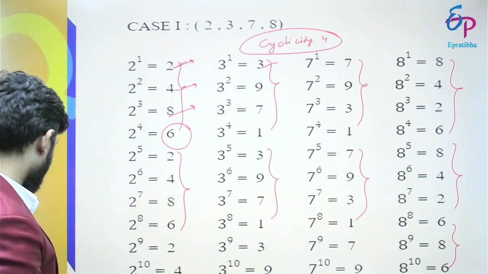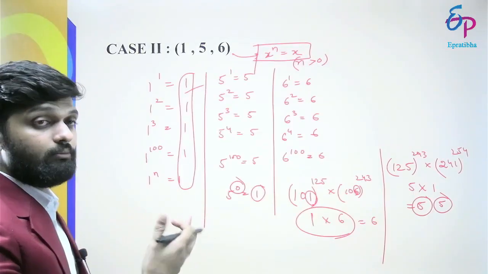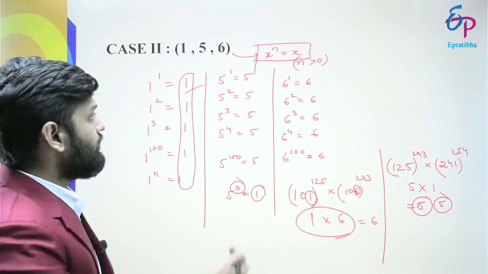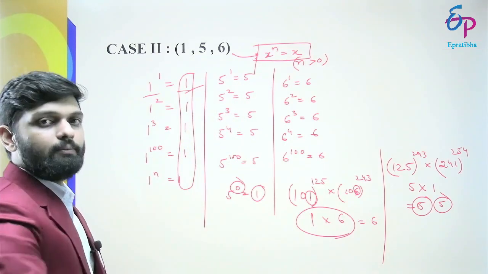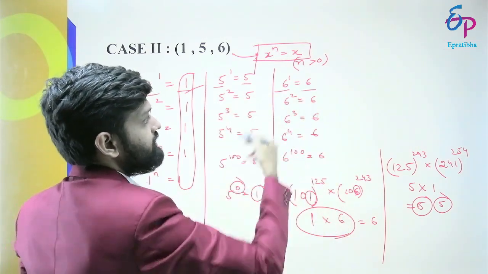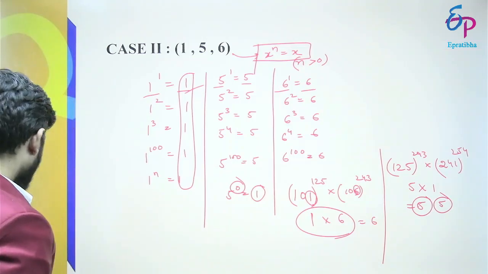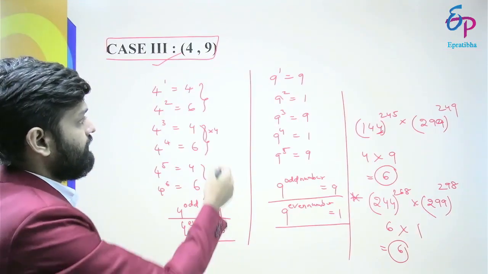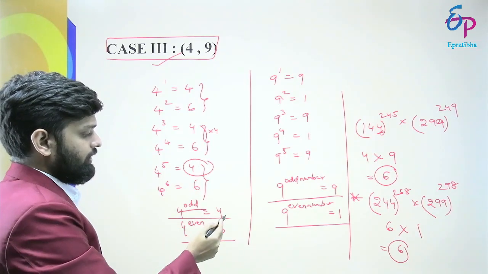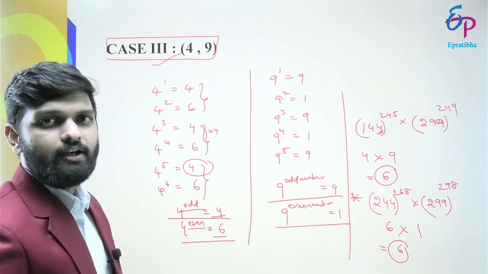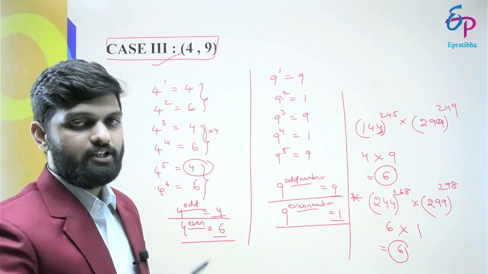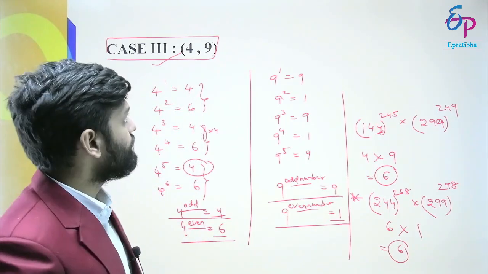If you take case 2, it says x power n is equal to x. The base value should be 1, 5, 6: for 1 the unit digit is always 1, for 5 it is always 5, and for 6 it is always 6 itself. And case 3 follows a cyclicity of 2, or you need not take it like that. You just take 4 power odd is 4, 4 power even is 6, 9 power odd is 9, and 9 power even is 1. So that is about case 1, case 2 and case 3 of unit digit.